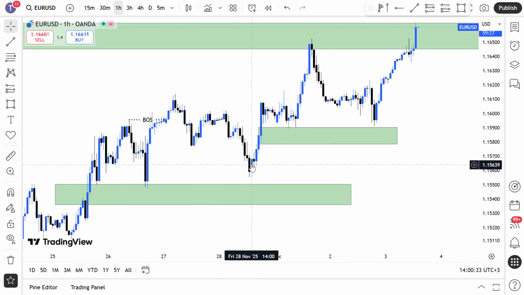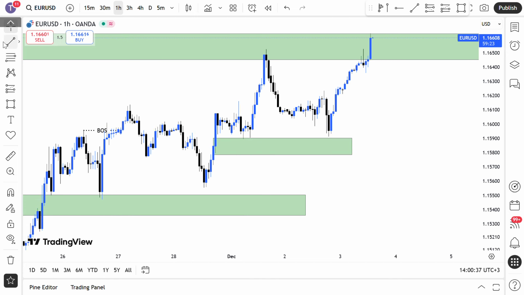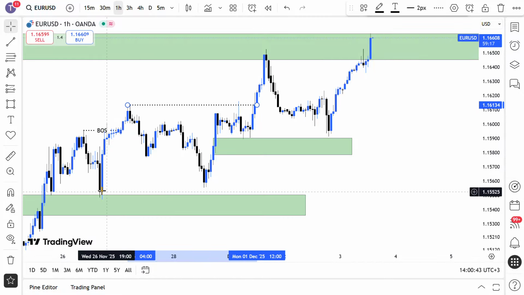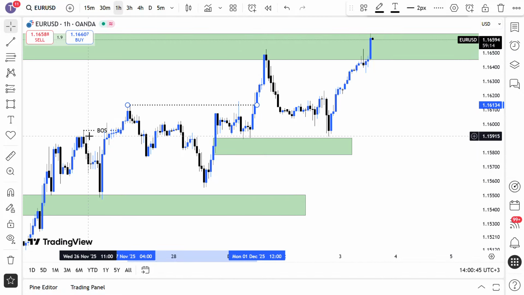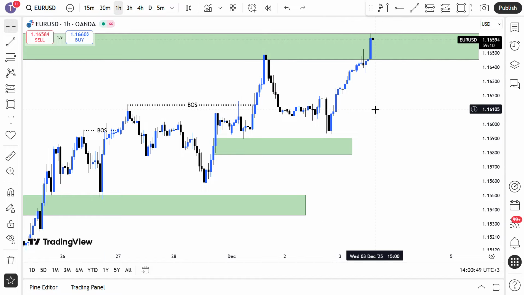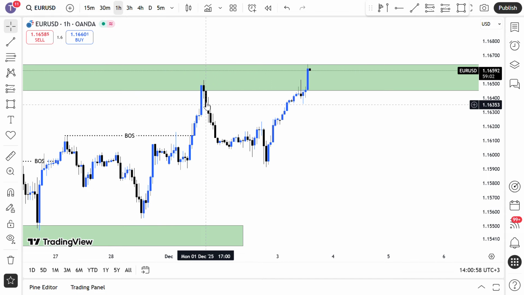Then price came back down again into the discount level, and then price went up again to break another structure. It reacted from that strong low. Remember, this was the strong low because it swept some liquidity before going up to break structure. So that is another break of structure, and right now price came back down. No liquidity was swept here. So let me delete this fair value gap. So no liquidity was swept in this move here.